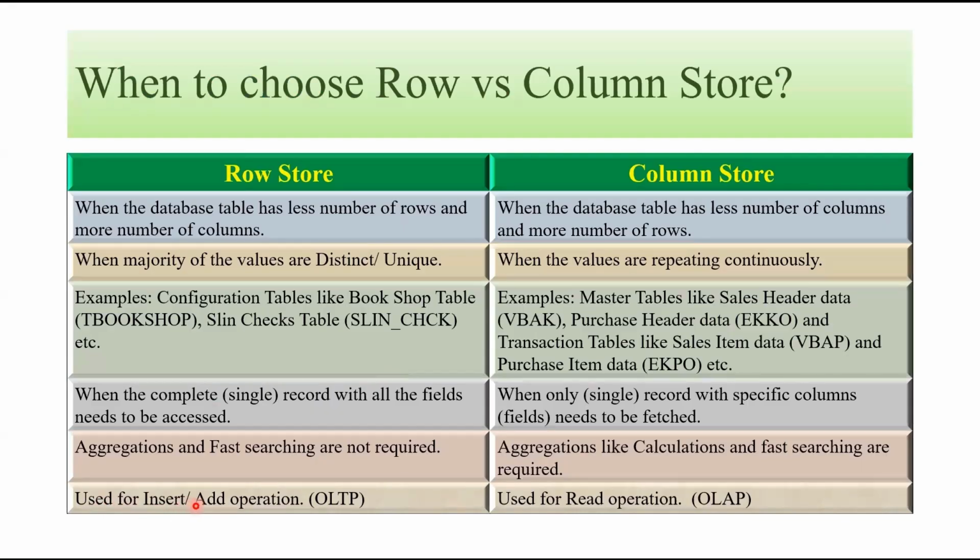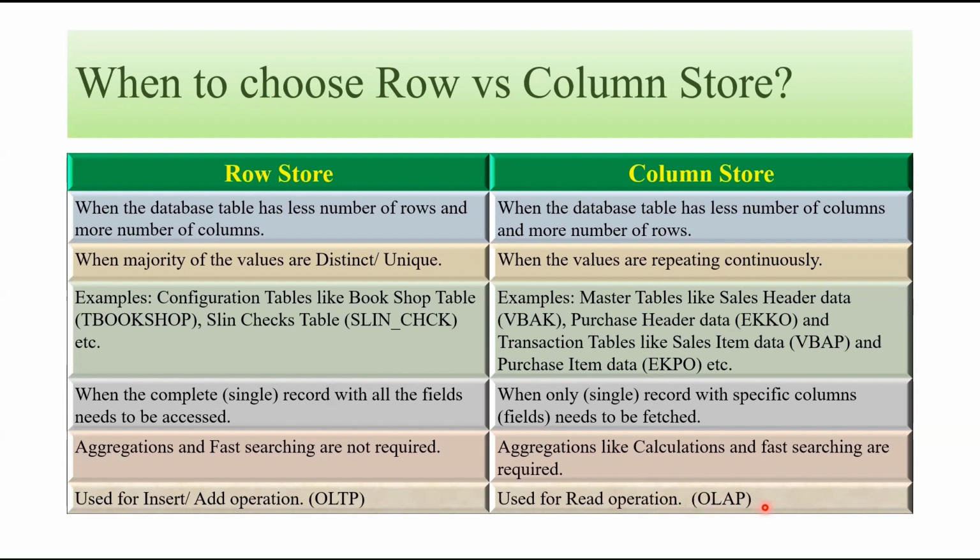Whenever there is an insert operation like creating entries in a database table, it is better to choose row store. As we have seen earlier, a new record will be placed at the end of the last record, side by side. This process is called OLTP, which stands for Online Transaction Processing. And whenever operations like read, update or modify with few fields are performed, column store serves better. This is called OLAP, Online Analytical Processing.